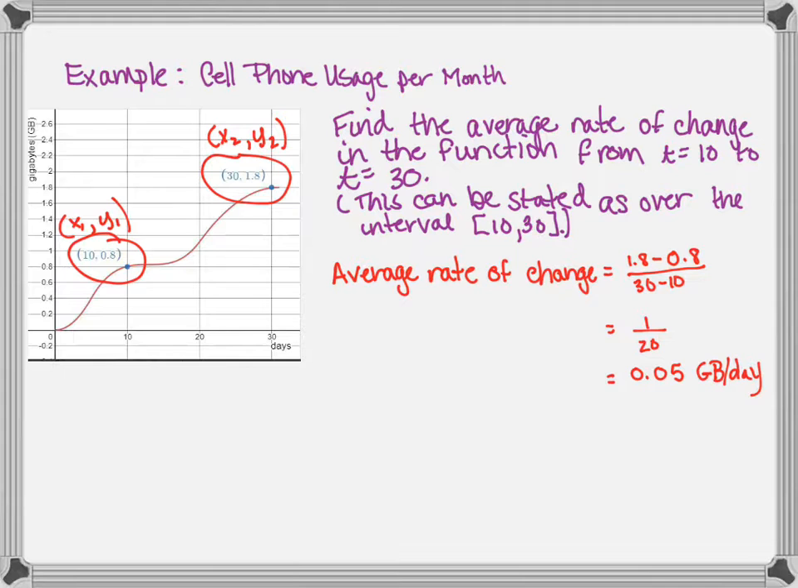If we look at the line connecting those 2 points, shown here in green, this is the secant line to the function that goes through those 2 points. And we just found the slope of that secant line.